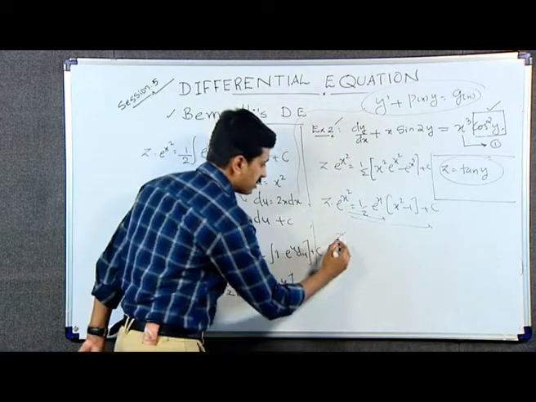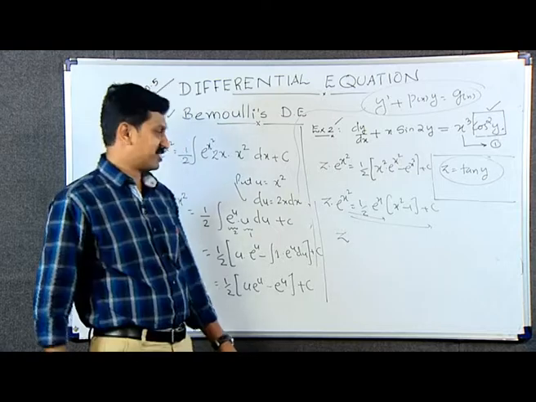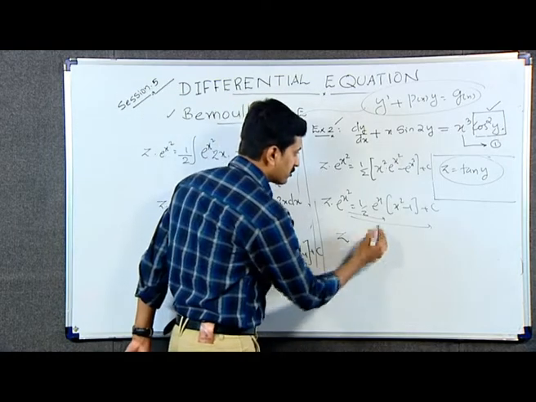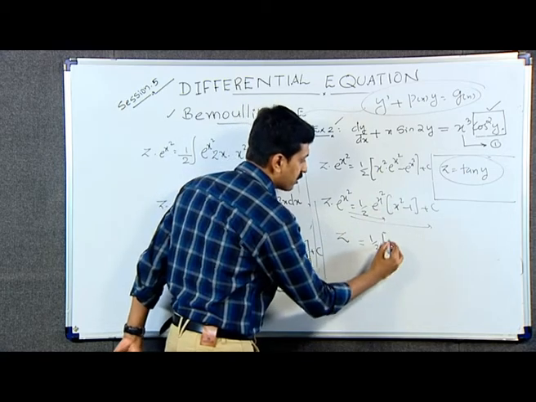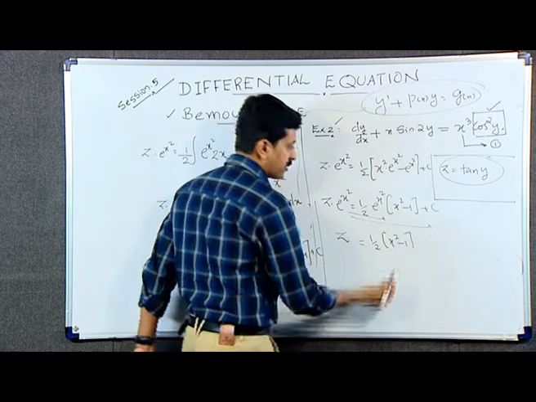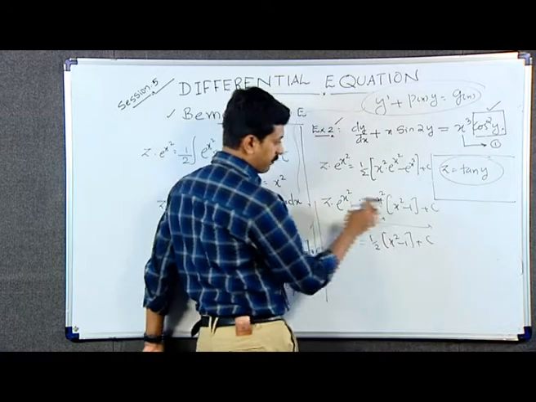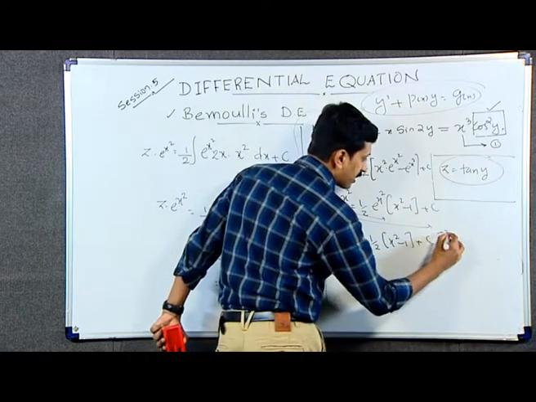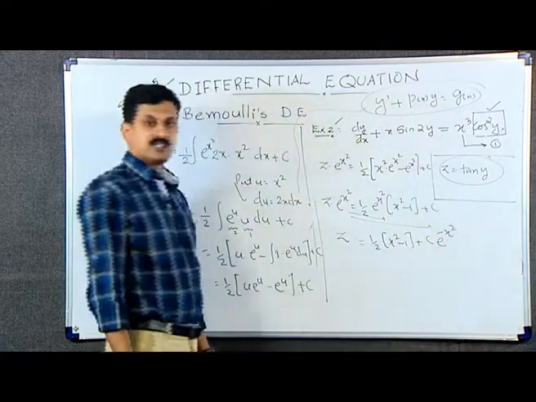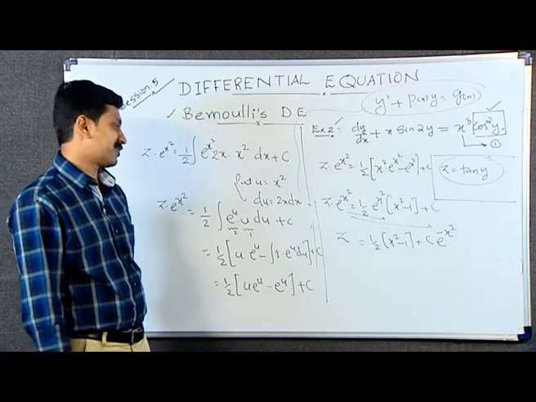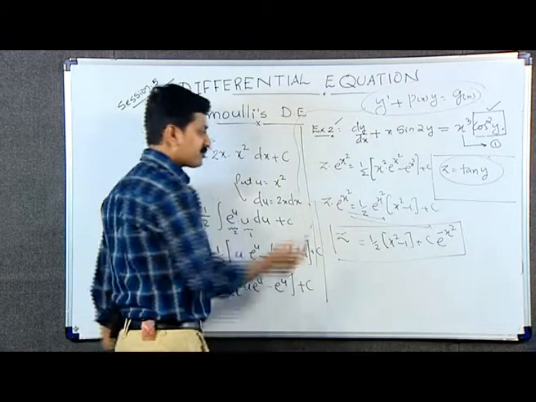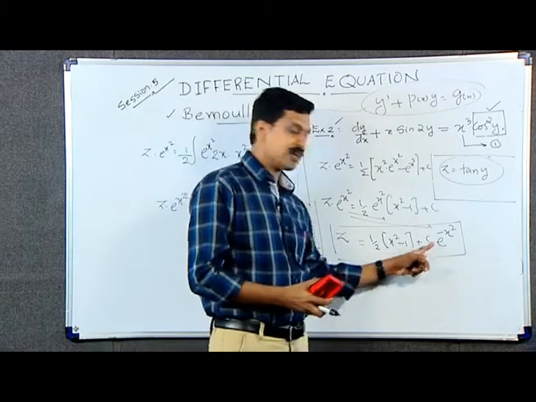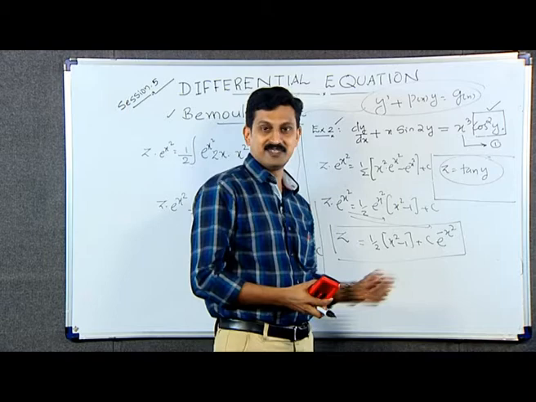Now I am dividing by e raised to x square on both sides. So z is equal to 1 by 2 into e raised to x square by e raised to x square cancels, leaving x square minus 1, plus c divided by e raised to x square, which goes to the numerator as plus c e raised to minus x square. This is the general solution of the ordinary linear differential equation, that is equation 3.